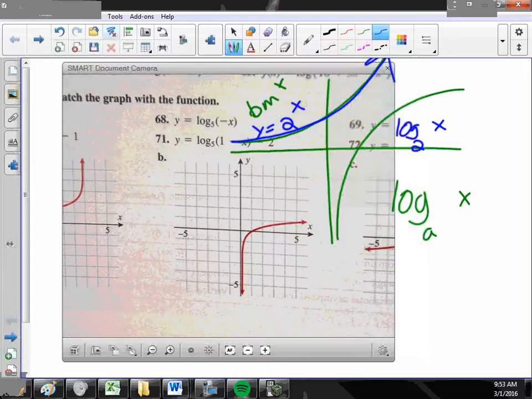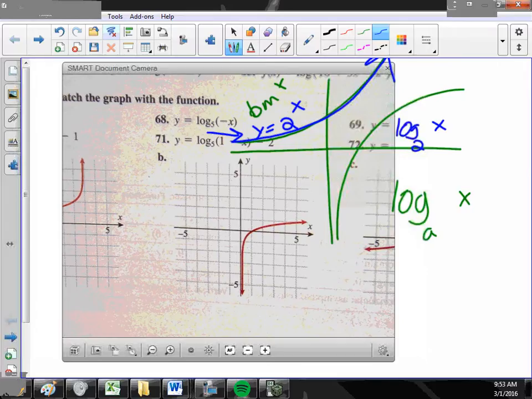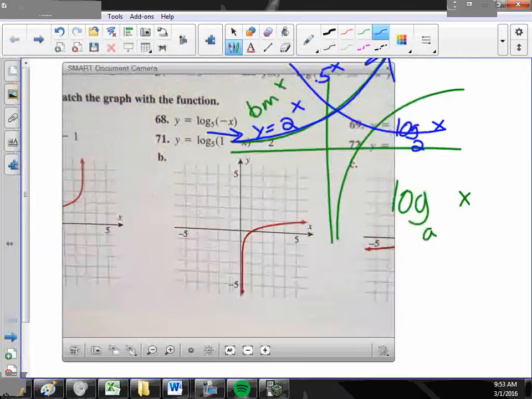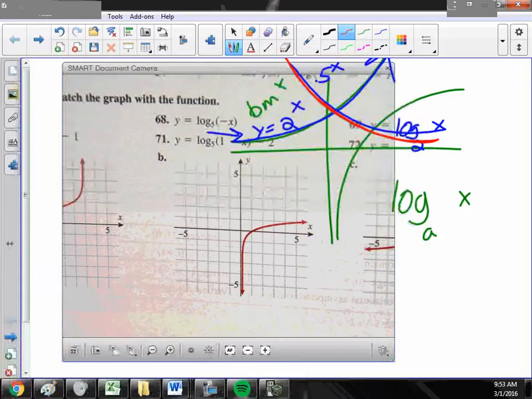If the base is less than 1, what does it look like? What's the opposite of exponential growth? Exponential decay, which looks like this. So that would be like 0.5 to the x. So this is exponential decay, and the inverse of that is logarithmic decay, which would be like this. Yeah, it's kind of a mess.